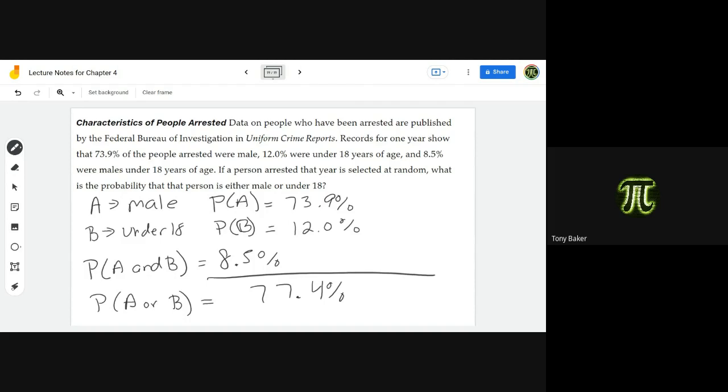All right, so here's an interesting question that's not on the board. What does event A or B represent?